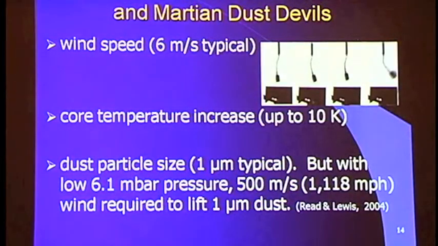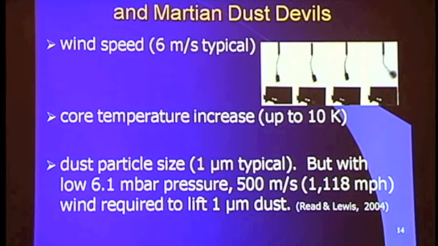Okay, as mentioned earlier, the dust devil wind speed is usually about 13 miles an hour or 6 meters per second. The core temperature increase on both planets is about 10 Kelvin, usually. It can be as high as that. That is the difference in temperature between the dust devil and outside the dust devil. That's equivalent to 10 Celsius. The dust particle size, that is the stuff that's being lifted, is the same, about 1 micron.